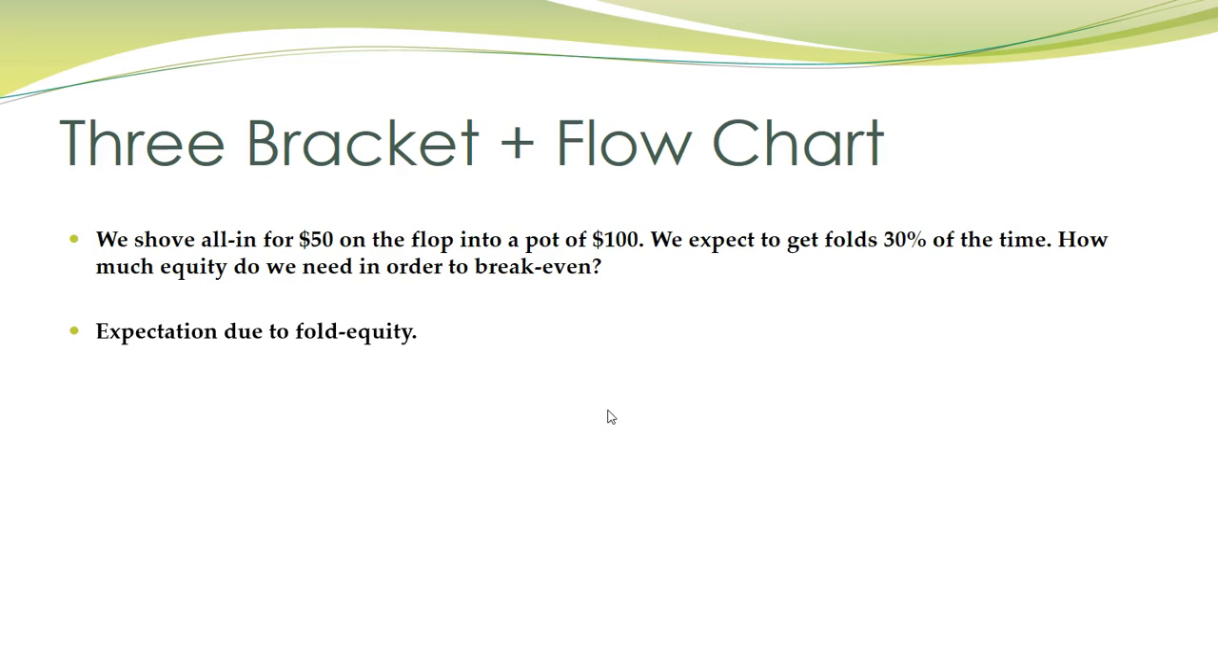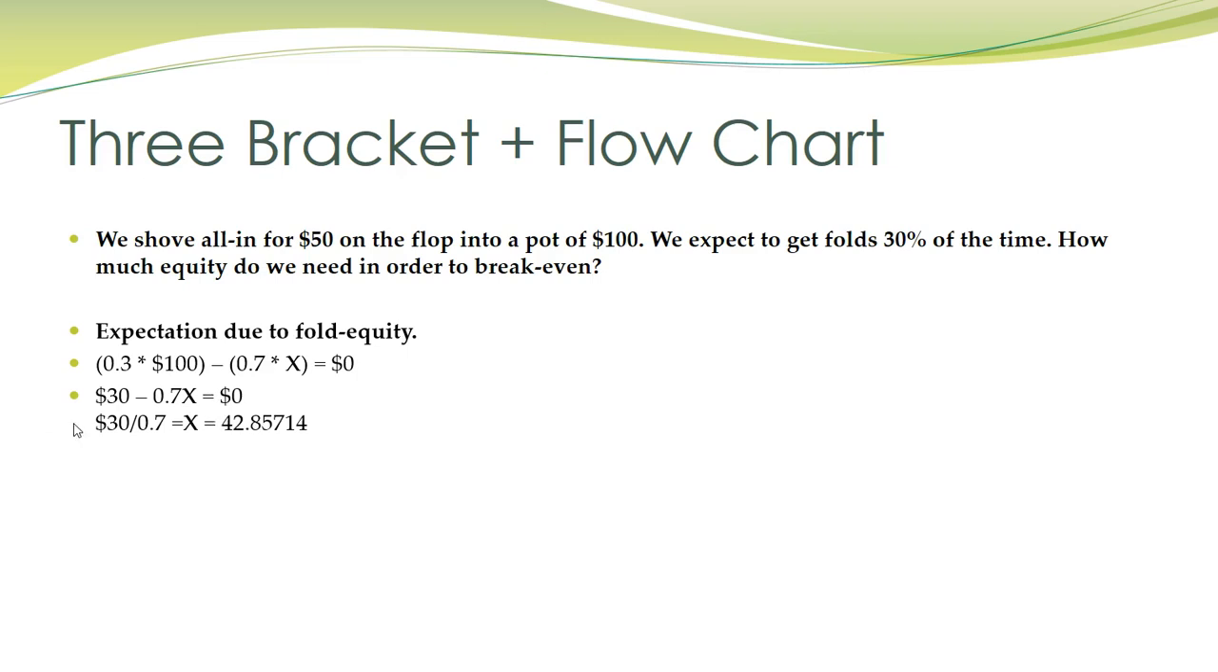In order to do this by hand, we once again use the 2-step method, but we first calculate our expectation due to fold equity. So we do this 0.3 times 100, so probability of winning 30% times the amount we win, 100, minus, in the second bracket, probability of losing 0.7 times the amount we lose. Now remember, that's going to be a substituted value. So that's x, that's what we want to find out, the amount we lose in this situation.